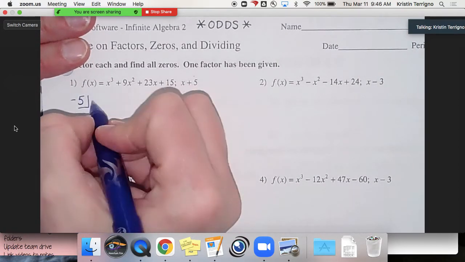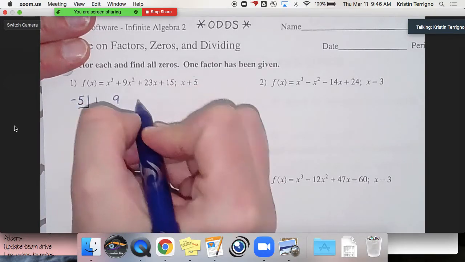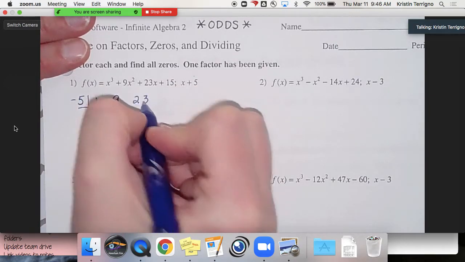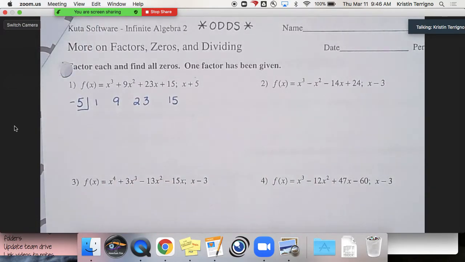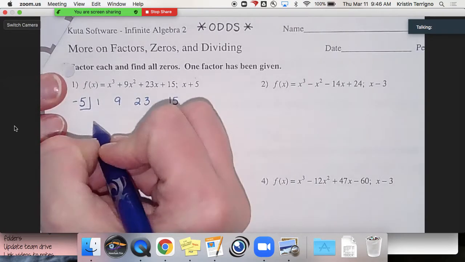And then I'm going to go 1, 9, 23, and 15. We haven't run into this yet, but kind of like when we did long division, when you're doing synthetic division, if there's any term that's missing, make sure to put a 0 in its place. So if this had just been x cubed plus 9x squared plus 15, you would put a 0 in the x spot. Okay? And then draw your line.